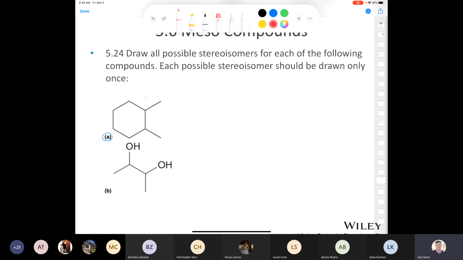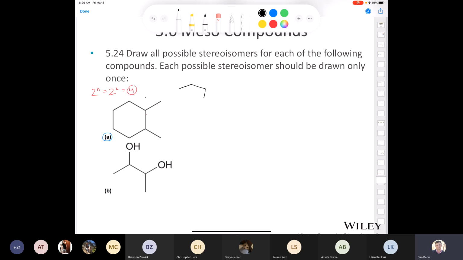Well, let's start by analyzing the maximum number of stereoisomers we could have, which would be 2 to the power of n, which would be 2 to the power of 2, which is equal to 4. So that's the maximum number. It doesn't mean we're going to have 4 possible stereoisomers, but the maximum number we could have would be 4. Well, let's start drawing some out.